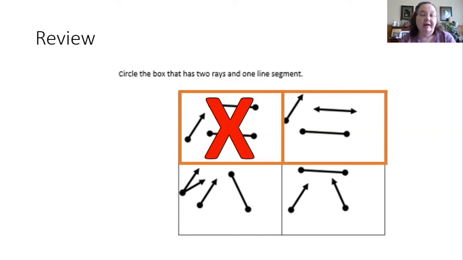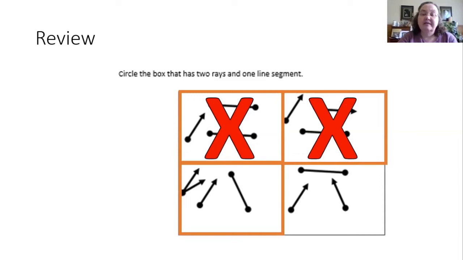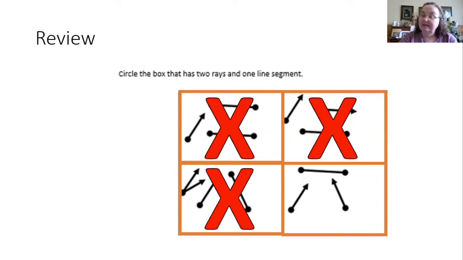Does that have two rays and one line segment? No, it has a ray, it has a line, and it has a line segment. So we say that one is not correct. Let's look at the next box. Does it have two rays and one line segment? Ooh, I see an angle, a ray, and a line segment. Nope, still doesn't work. Let's look at the last box. Does it have two rays and one line segment? Yes, it does. So that was the correct answer.